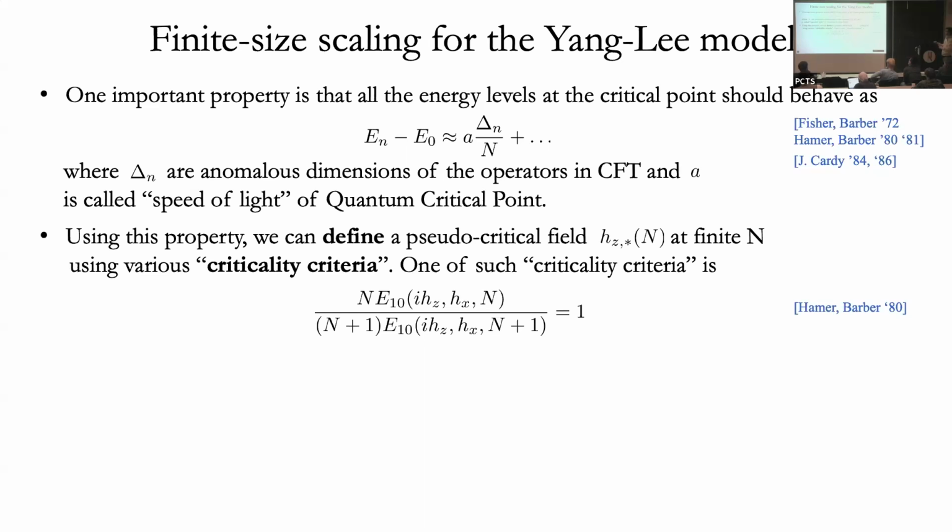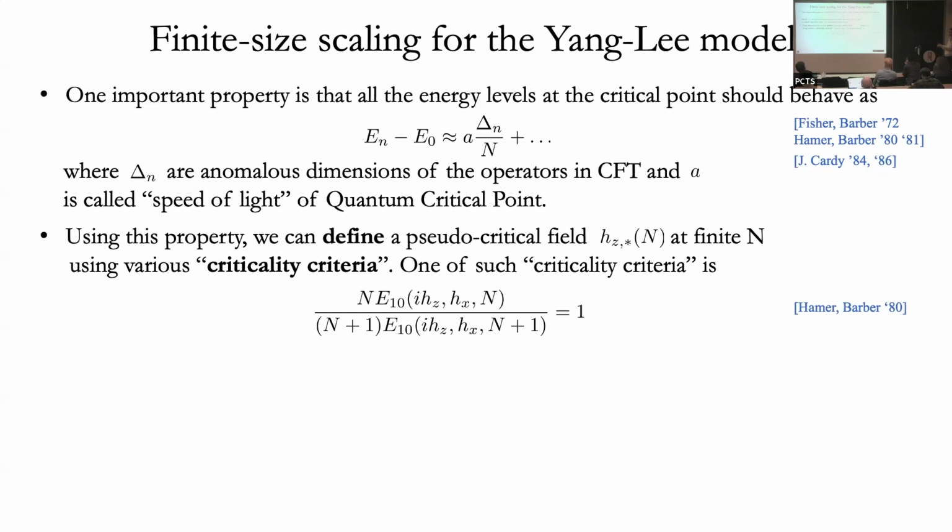I think he used to define this pseudo-critical point as exactly where two first levels merge, but it's not the only way to define a pseudo-critical point. There are infinitely many other ways, and another common way, which is called the finite size scaling way, is to look at the pseudo-critical magnetic field, the complex magnetic field, where the first gap at the size of the system n is exactly equal to the first gap at the system n plus 1.